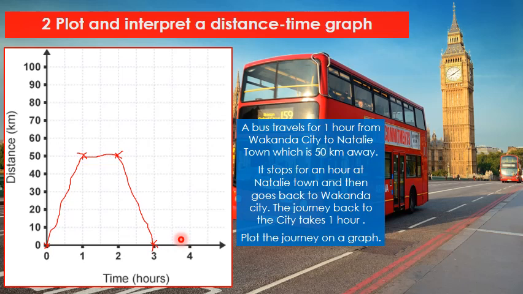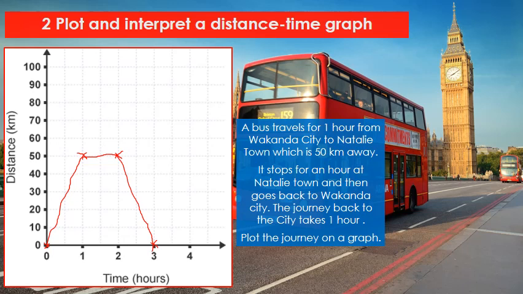Now we want to make this more complicated, right? A bus travels 1 hour from Wakanda City to Natalie Town, which is 50 kilometers away. So this is the first part that we are being told, that this bus travels for 1 hour. So 1 hour from here to here is 1 hour, right? And it covers 50 kilometers, right? So we want to put a point somewhere here.